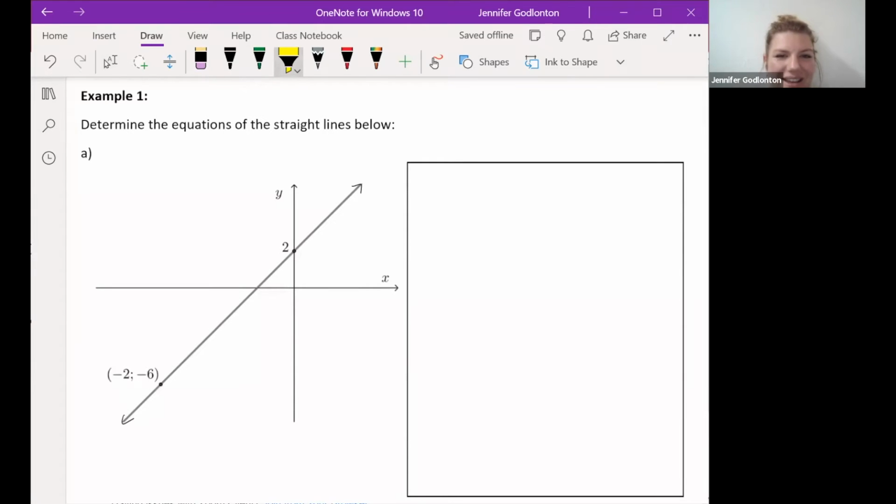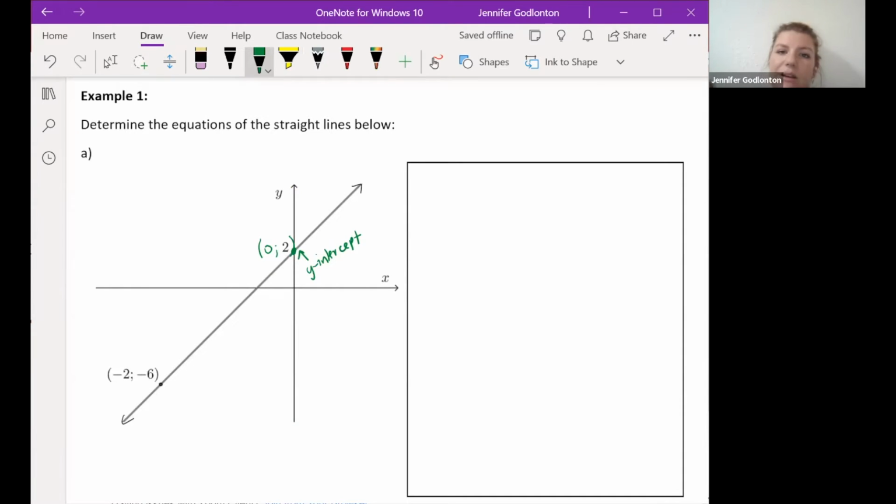Nice. Okay, good. Remember, your y-intercept is where my line crosses my y-axis. So this point over there is my y-intercept. And at our y-intercept, our x value would be 0. So the coordinates here would be 0 and 2.